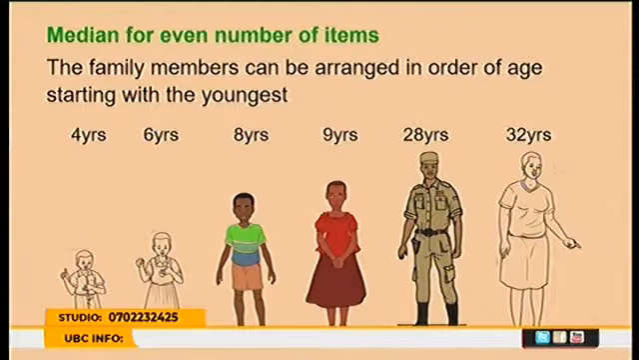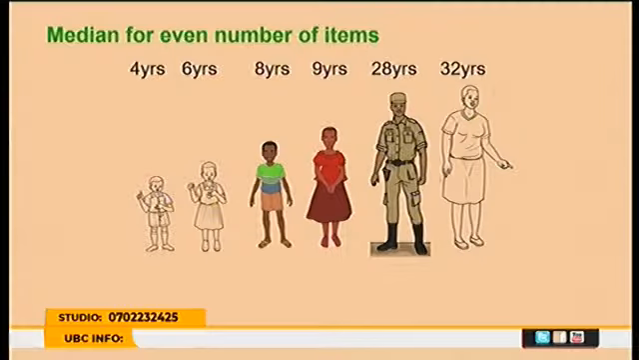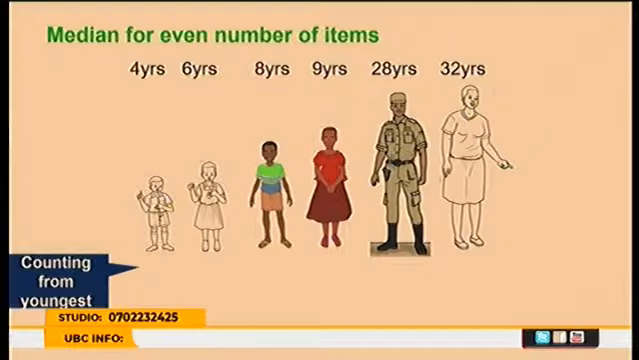The family members have been arranged in order of age, starting with the youngest. The youngest member is 4 years, followed by 6 years, followed by 8 years, followed by 9 years, followed by 8 years, and 32 years.